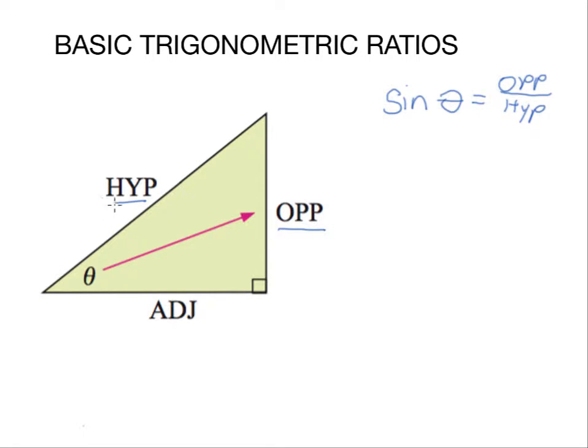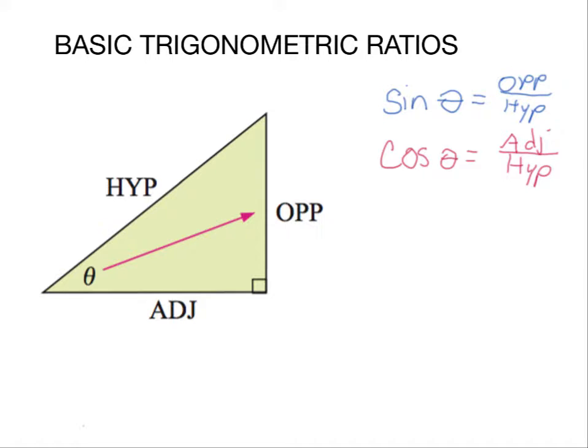The second trigonometric ratio that we're looking at will be cosine of theta. Again, starting with angle theta, to find cosine of theta, you find the adjacent side, so that's the leg adjacent to the angle you're looking at, divided by the hypotenuse, the side opposite the right angle.